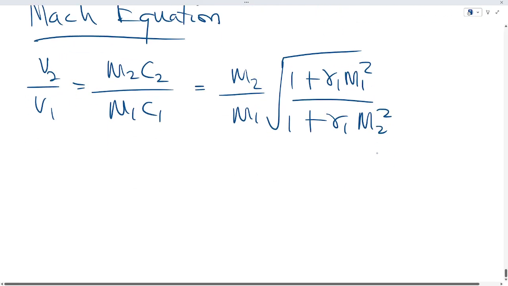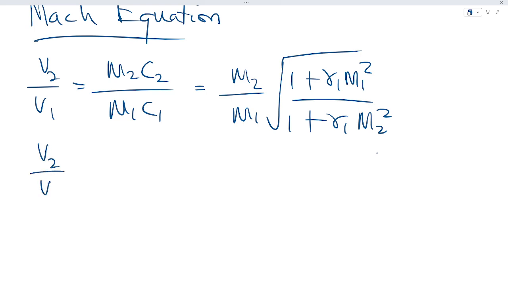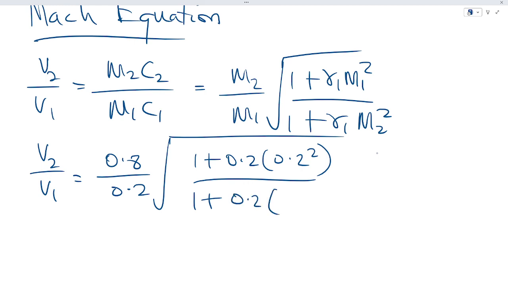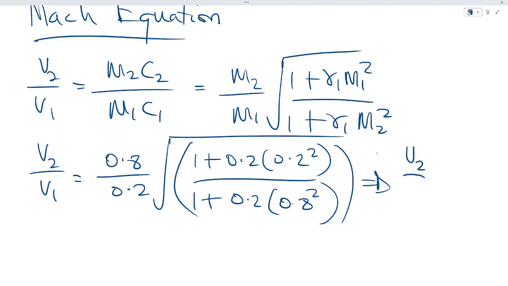And if that should be the case, we can slot in all the values. V2 over V1 becomes 0.8 over 0.2 times 1 plus 0.2 times 0.2 squared over 1 plus 0.2 times 0.8 squared. So therefore, our V2 over V1 becomes 3.89.